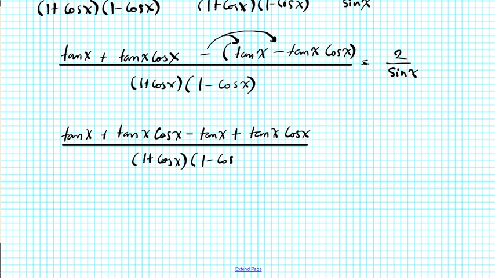1 minus cosine x, okay? And then that equals 2 over sine x. Alright. Now, what can I do on the top? Well, we have opposites. These two are opposites, so they can cancel each other out. Right? Tan x and tan x are opposites, and you can cancel each other out. These are identical, right? So it's like we have 1 tan x cosine x here.